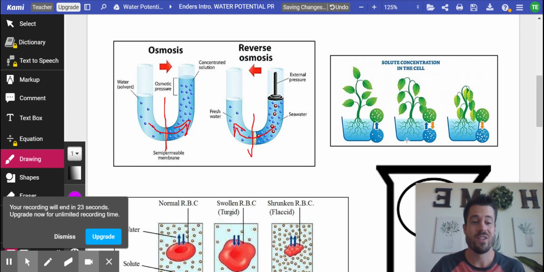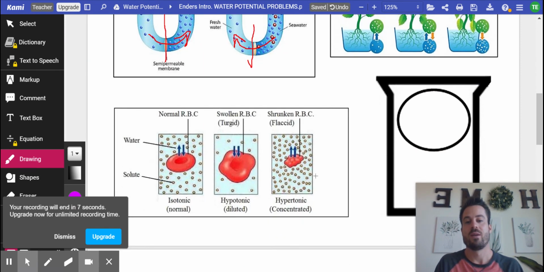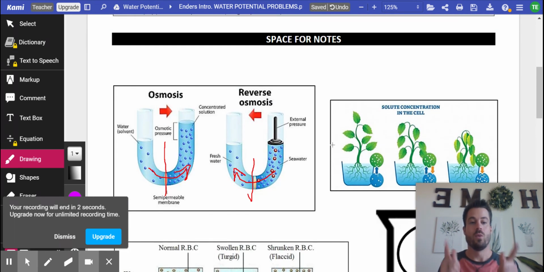We've got 20 seconds left in the video. Take a look at this picture here. This is of plants. Obviously, if the water potential inside the plant is higher than outside, water will leave the plant and it will droop. Same for animal cells. So there you go. Water potential.